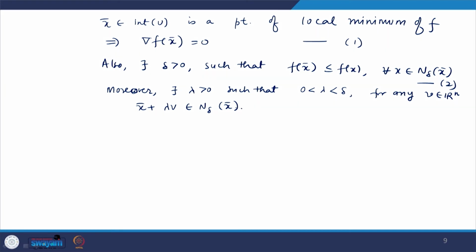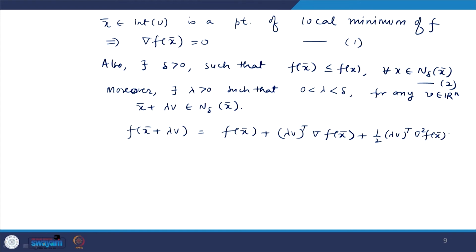as we did in the earlier theorem. Okay. No matter how small this lambda is, there will exist this lambda such that for any v, x bar plus lambda v belongs to the delta neighborhood of x bar. So, now let us apply second order differentiability of f at x bar. So, what we obtain: f of x bar plus lambda v is equal to f of x bar plus lambda v transpose gradient of f at x bar plus 1 by 2 lambda v transpose gradient square of f at x bar lambda v plus beta of x bar, lambda v times norm of lambda v whole square, where of course this beta of x bar, lambda v will tend to 0 as lambda tends to 0. So, suppose this is 3.